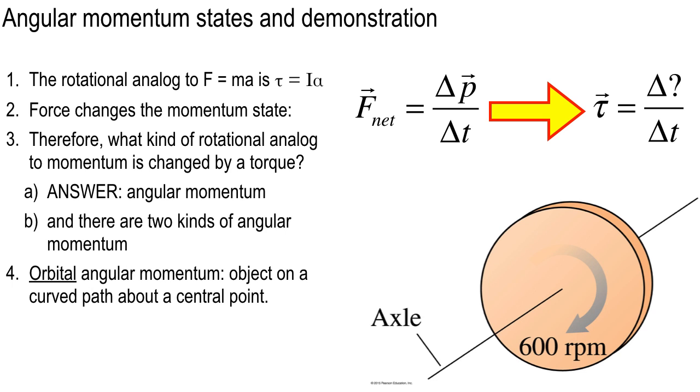The first kind of angular momentum is called orbital angular momentum. And that's the momentum that an object has as it moves in a curved path around a central point. So for instance, the Earth going around the Sun on its almost circular orbit has angular momentum. The Moon going around the Earth on its almost circular orbit has orbital angular momentum.